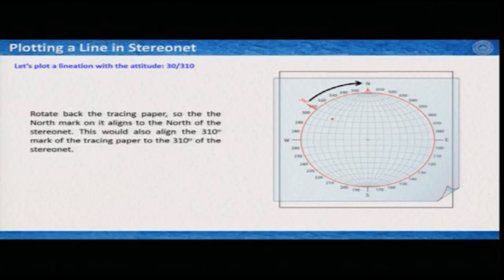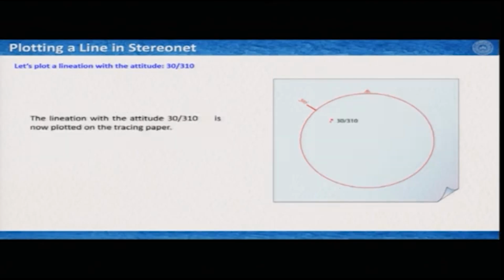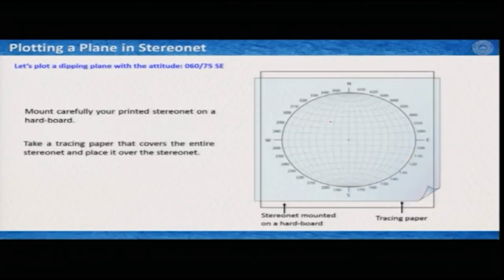Now, this would also rotate this point D that we have marked in the previous step. So, this is the point D, and this point is the plot of the lineation with the attitude 30 degree 310 on the stereo net. Now, let us see how we can plot a plane on the stereo net.